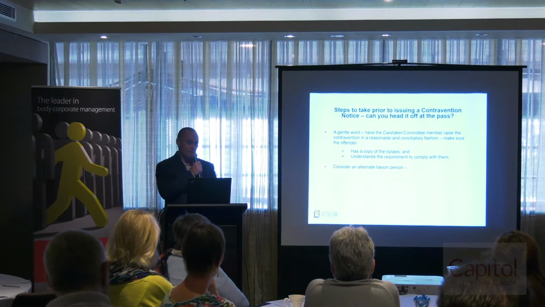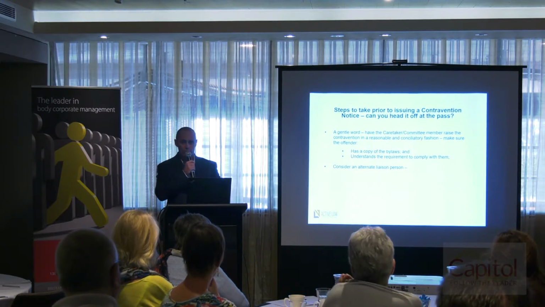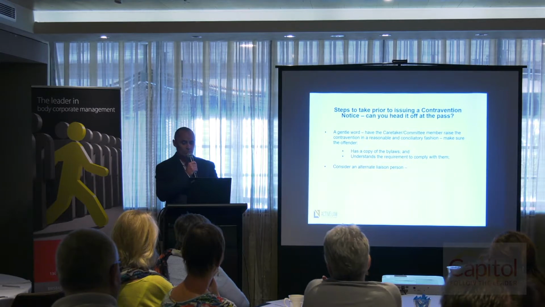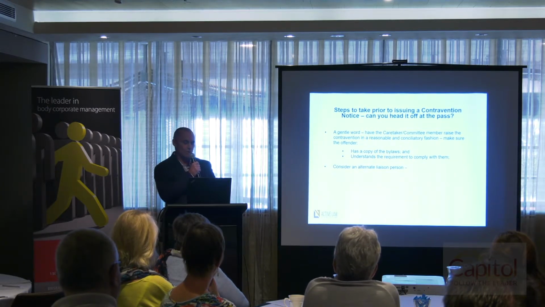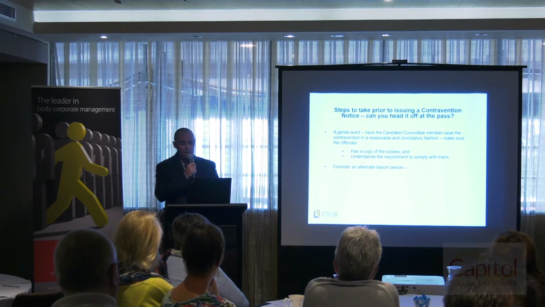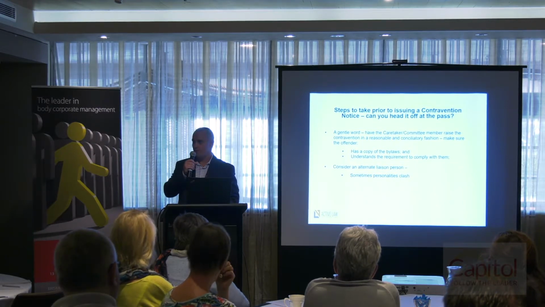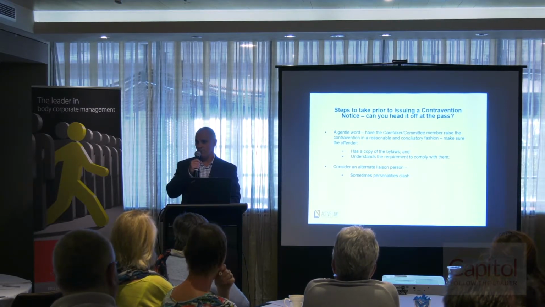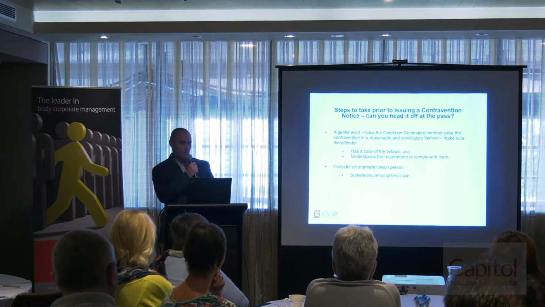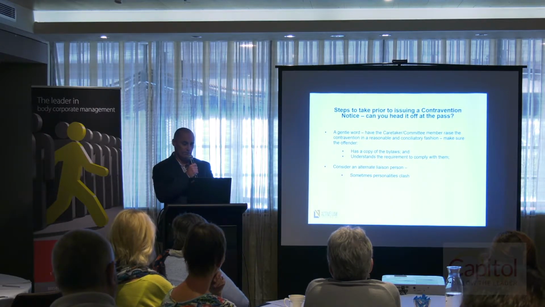If you have that discussion and that doesn't seem to have worked, sometimes it's worth thinking about an alternate liaison person speaking with that occupant. Sometimes there's a personality clash when a chairman or other committee member may take up the discussion in a particular fashion, and sometimes you find that if someone else steps in and has a quiet word, that also addresses the behaviour.